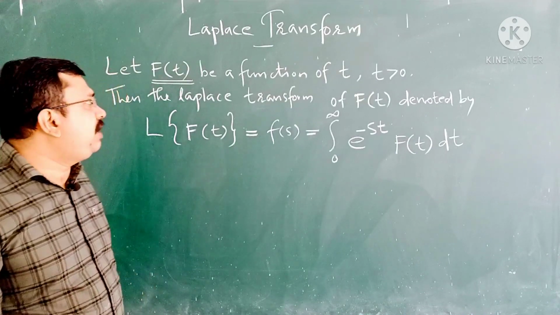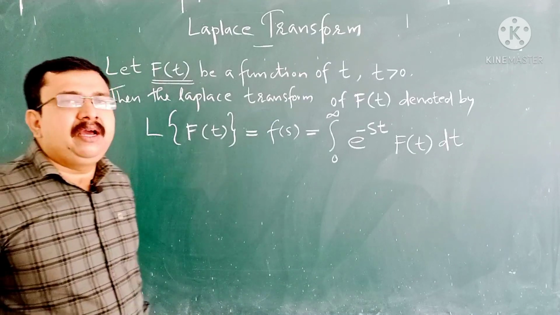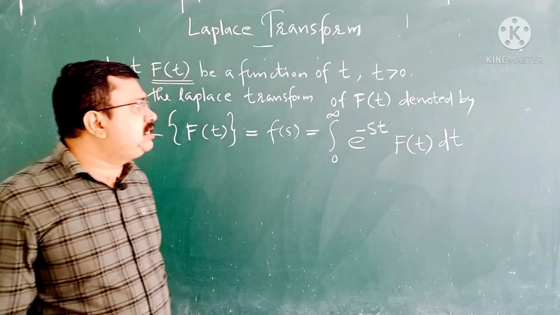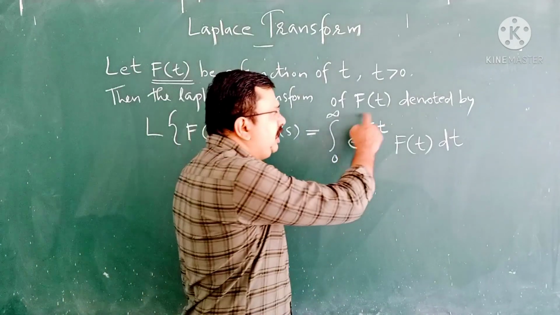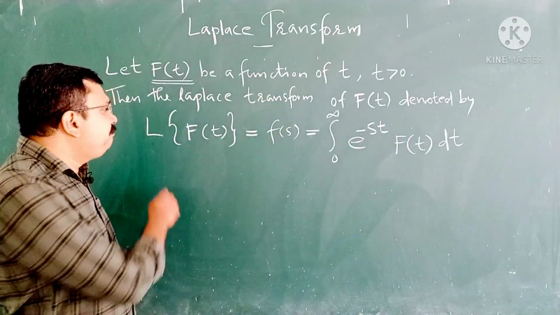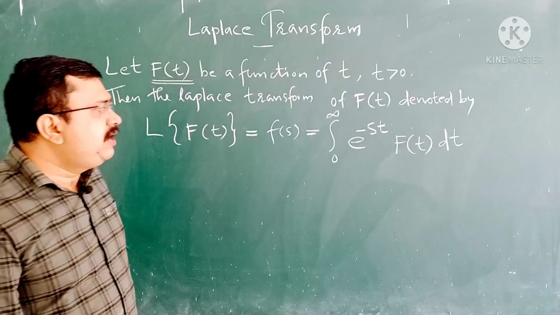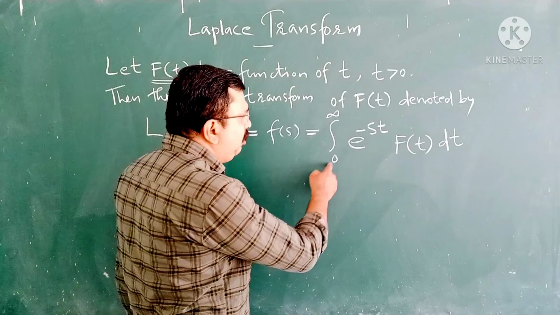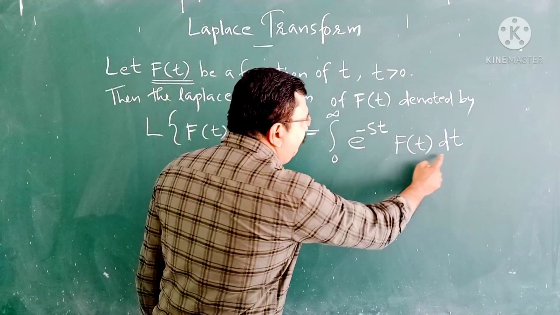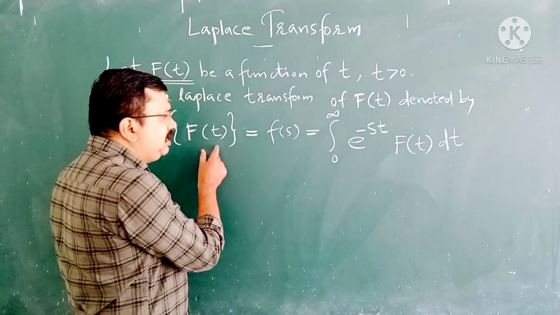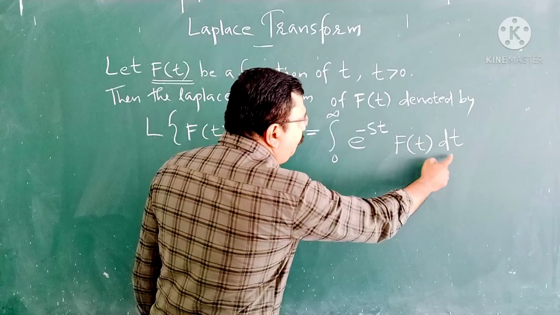The definition of Laplace transform is: let f(t) be a function of t, where t is greater than 0. Then the Laplace transform of f(t) is denoted by L{f(t)}, which is equal to F(s), which is equal to the integral from 0 to infinity of e^(-st) f(t) dt. Here f(t) is a function, and here is e^(-st) into f(t) dt.